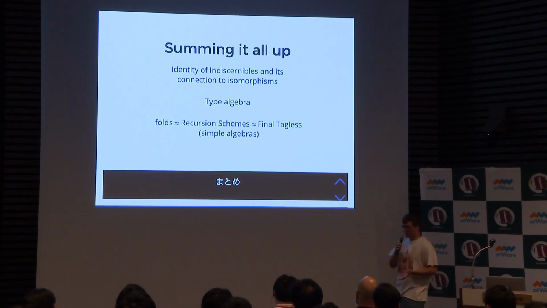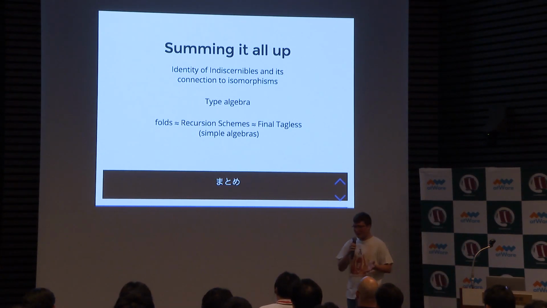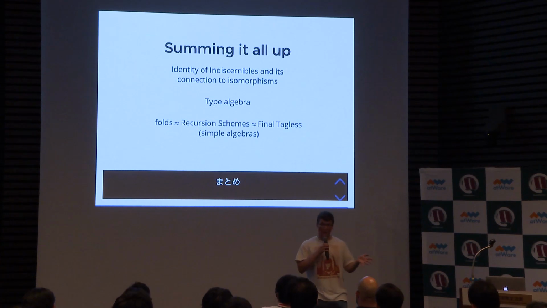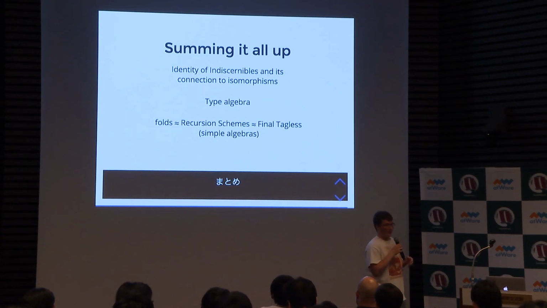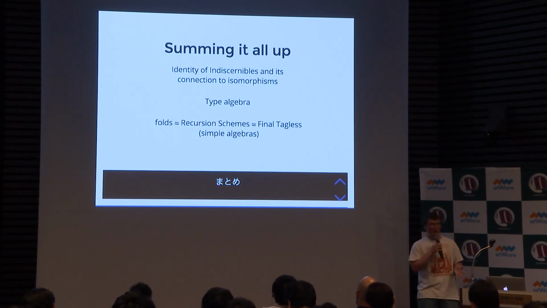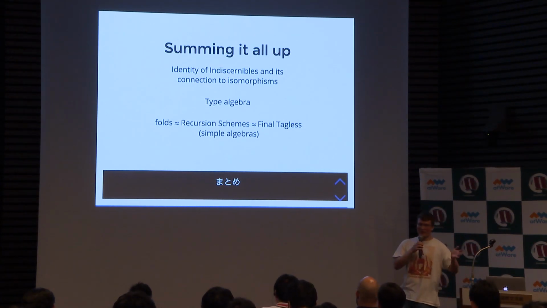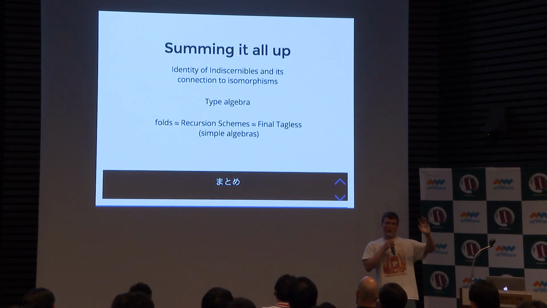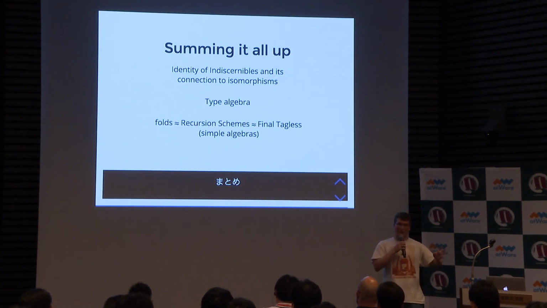And then we also talked about how identity of indiscernibles is connected to isomorphism, and we also touched a little bit on counting type inhabitants. And then we talked about type algebra, how types correspond to natural numbers, how you can go in between two different ideas, how they're connected together.